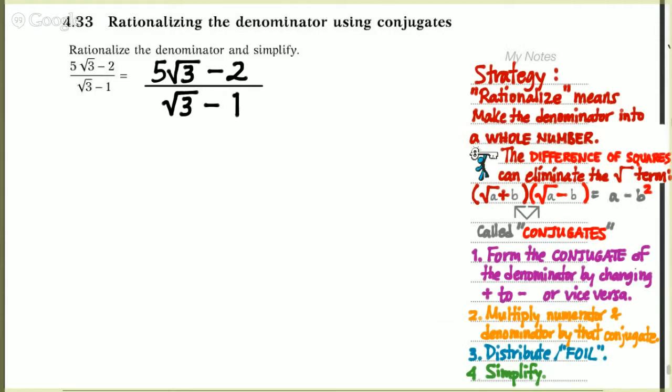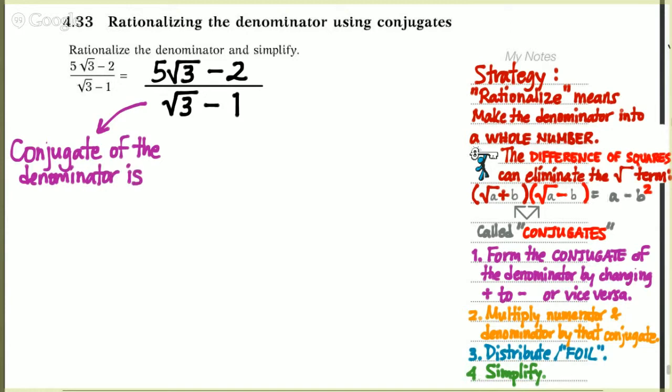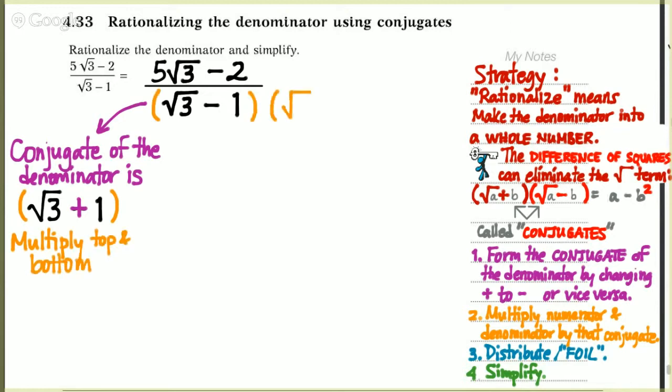So if I have radical 3 minus 2 all over radical 3 minus 1, to rationalize this, I'm going to look at that denominator and say, what's the conjugate of that denominator, square root of 3 minus 1? Well, it's just the expression that we get when we replace that subtraction with addition. So the conjugate is square root of 3 plus 1. So to rationalize the denominator, I'm just going to multiply the denominator by the quantity square root of 3 plus 1.